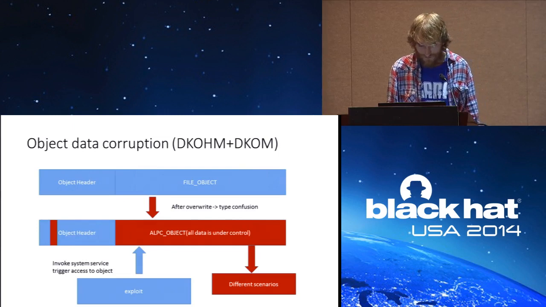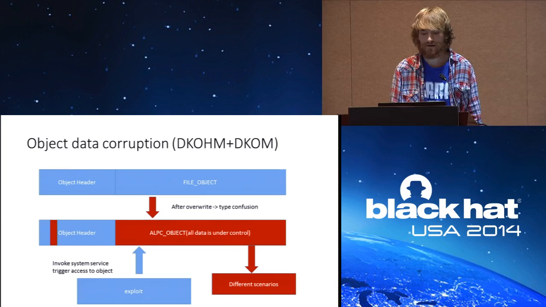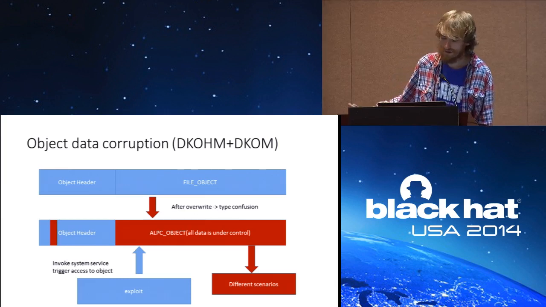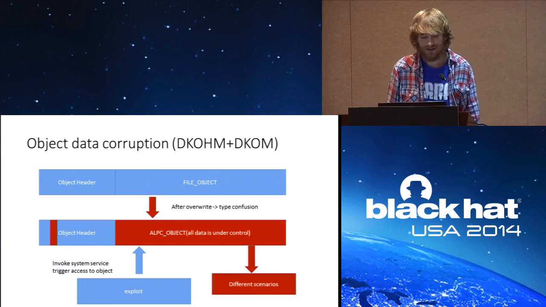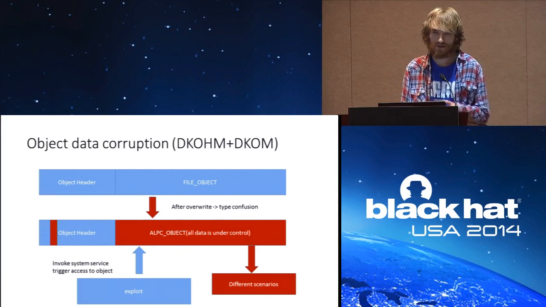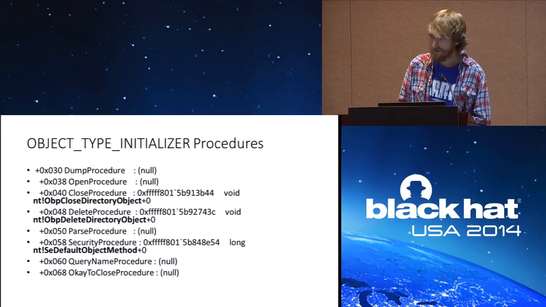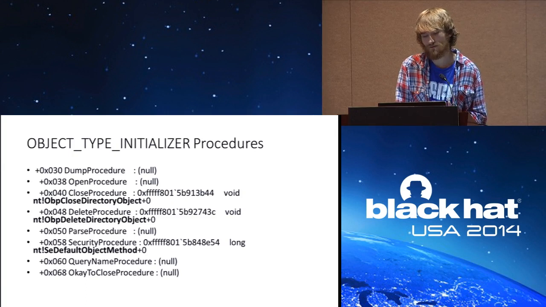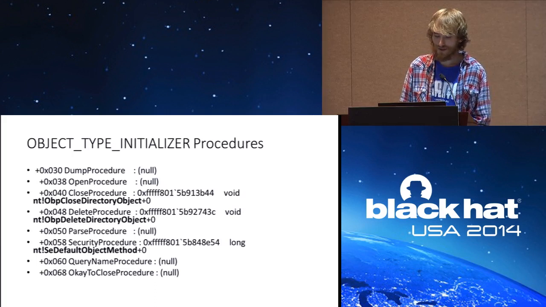There are a lot of scenarios, because as you saw, there are several function pointers in the object type initializer structure, but in fact you can access the object using various system services. So talking about type confusion and changing execution flow from one legitimate path to another, for example, there is a print of function pointers of the directory object.